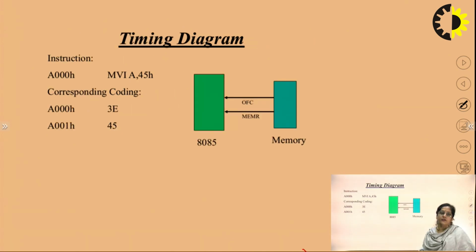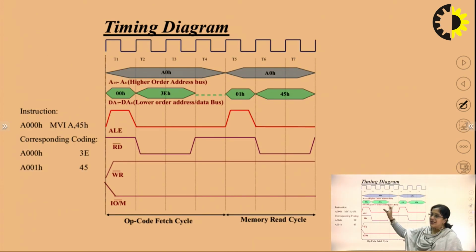So in case of MVI A, 45H, two machine operations will be performed. First will be the opcode fetch and next will be memory read. So a total of 7 T states are required. In the first 4 T states, the opcode 3E will be fetched, and after T4, the T5, T6 and T7 timing cycles, 3 in total, are required for the memory read operation.